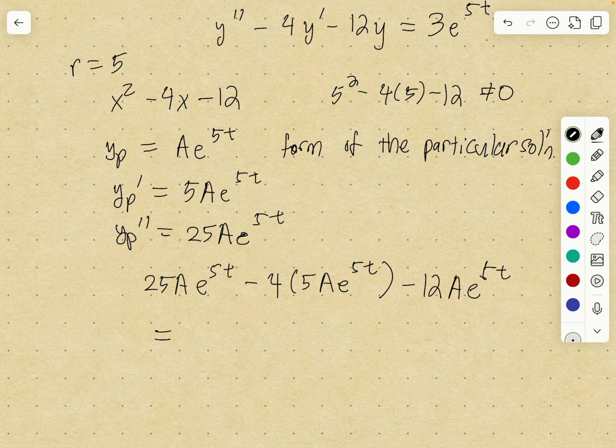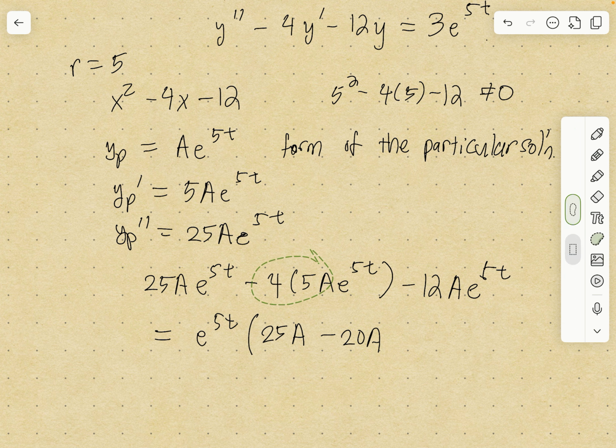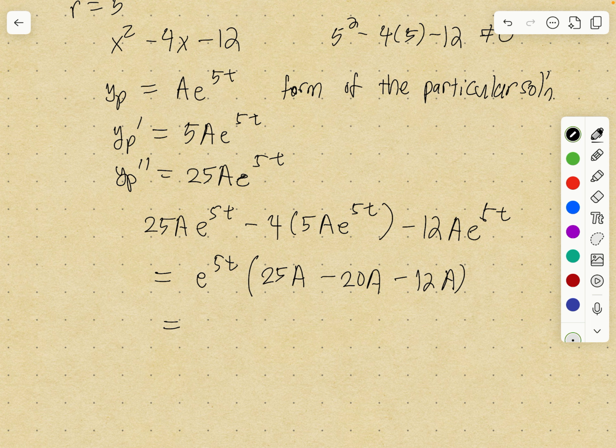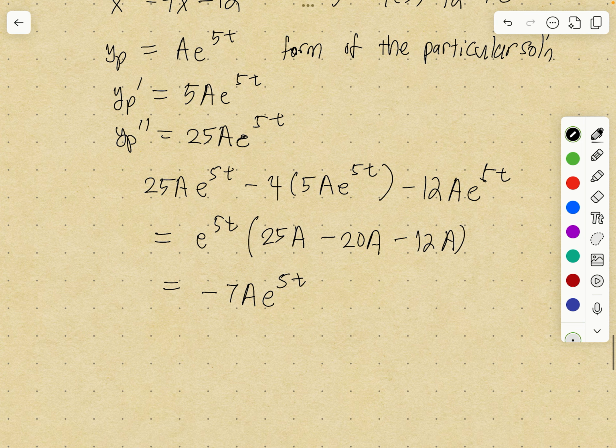Now what is this going to be? I can factor out an e to the 5t, and I'm going to get 25a minus 20a, right, because of the 4 times 5 here. And then here I get minus 12a. And what am I going to get when I do this? e to the 5t times negative 7a. So negative 7a e to the 5t. Okay, that's what I get when I simplify.